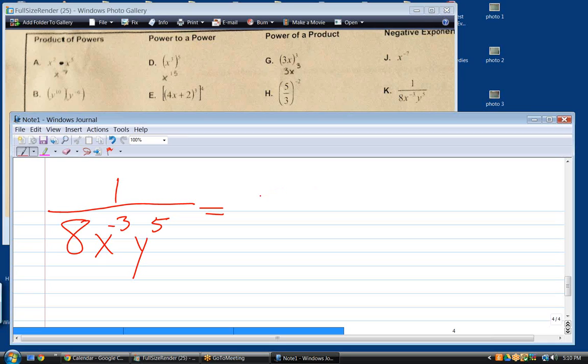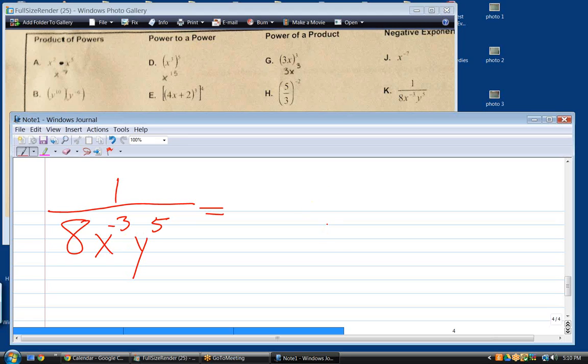Wait. No, the negative 3 only applies to the x. It does not apply to the 8. Okay. Wouldn't you have to combine the exponents first? No, these are different variables. You can only combine exponents if the base is the same.